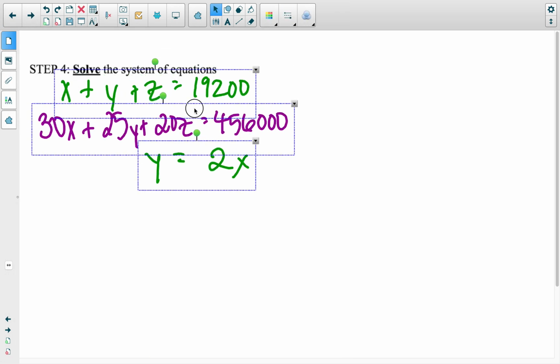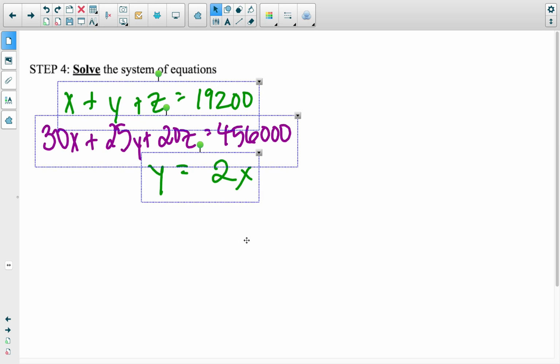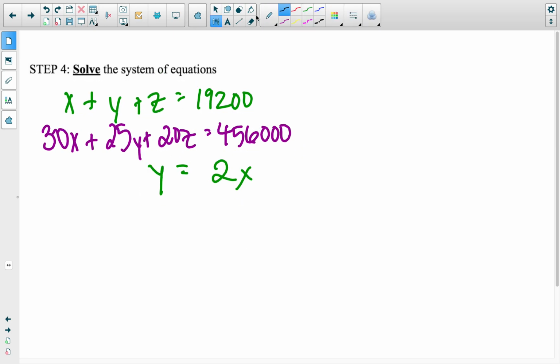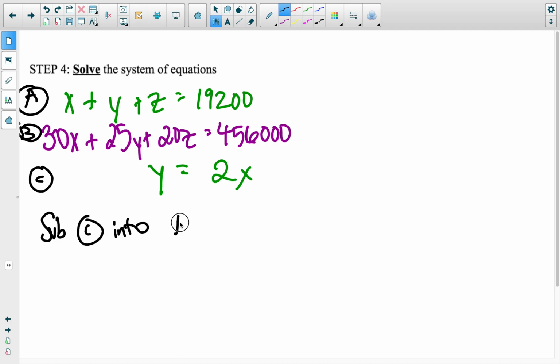All right, so we're going to solve the system of equations. So what we're going to do is label them A, B, and C, just like we've been doing. And then notice that y equals 2x. We already have some variables eliminated here, so we can just kind of use some substitution. All right, let's sub C into A, and then let's sub C into B. So what's fun about these is we can kind of use different pieces of information that we know to move forward.